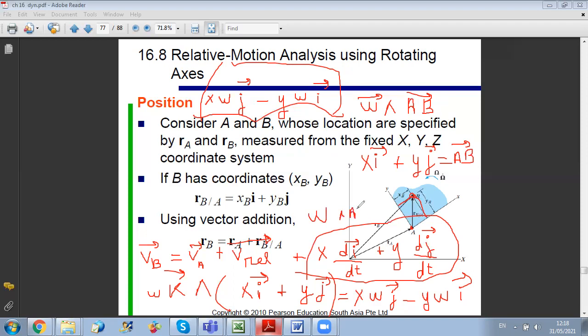Let us compare with what we got before. At that time we had two points on one rigid body. Okay? So now this is your general relation.